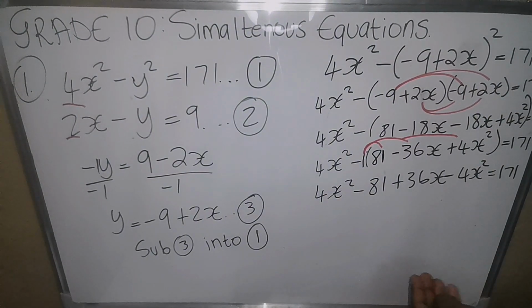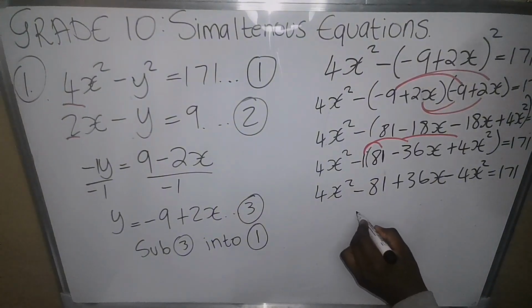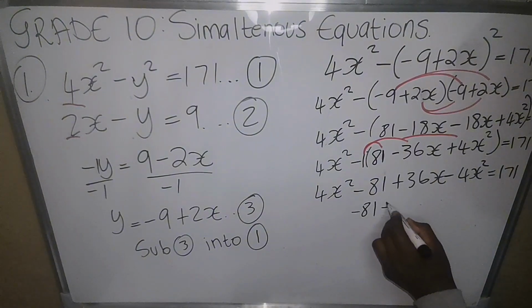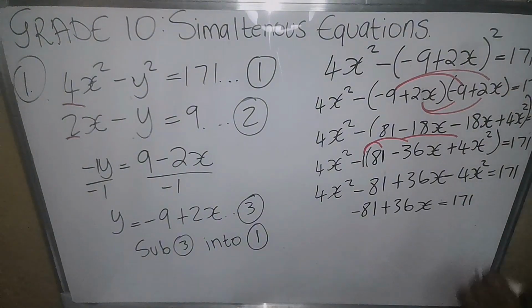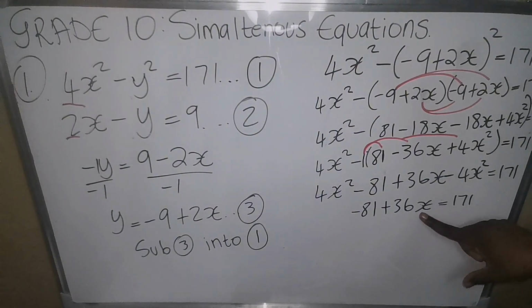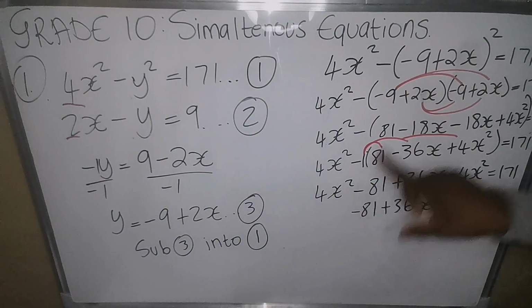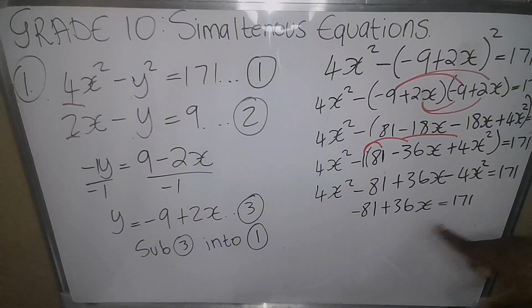You don't have x squared. Then we are left with negative 81 plus 36x, and here, guys, is equal to 171. Then I'm solving for x. This 36x, I'm going to leave it on one side and transpose this negative 81 to the right, because 171 and negative 81 are like terms. I'm going to add them.